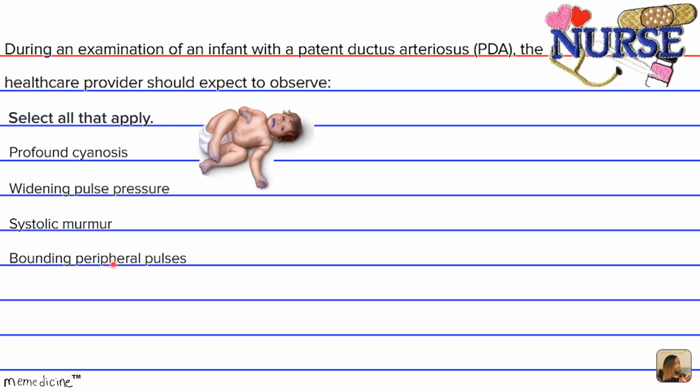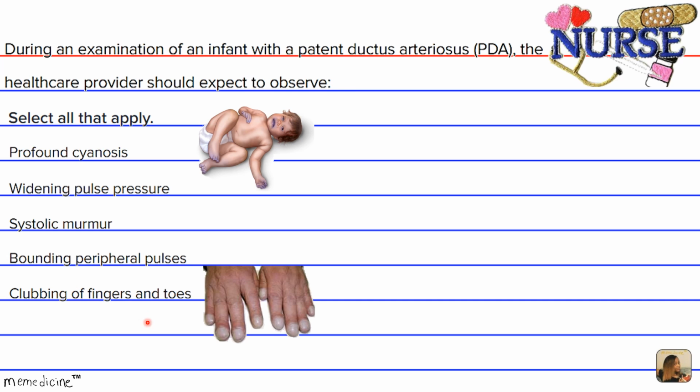Is it option D, bounding peripheral pulses? Or is it option E, nail clubbing? Here goes another semi-disturbing picture. Nail clubbing is also known as digital clubbing. It can occur in the fingers or the toes, and it's associated with a number of diseases, but mostly due to heart and lung diseases. I'll give you a moment to select the correct observations, and remember to select all that apply.